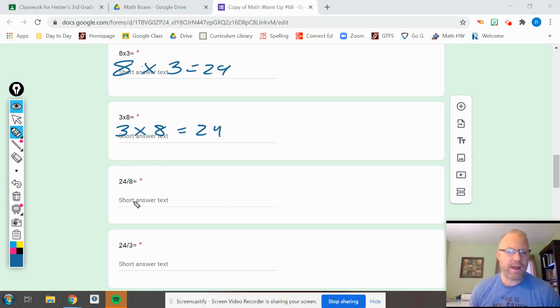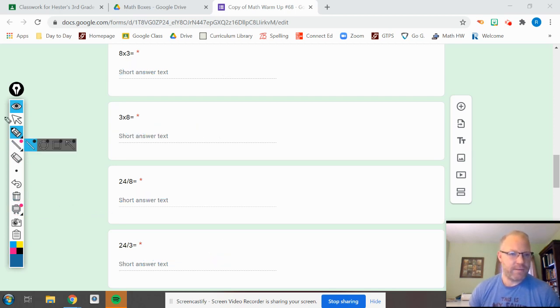Now down here, we're going to do the opposite, which is division, just like we talked about yesterday. So our total is the beginning. 24 divided by 8 equals 3. 24 divided by 3 equals 8. Pause it if you need the notes.